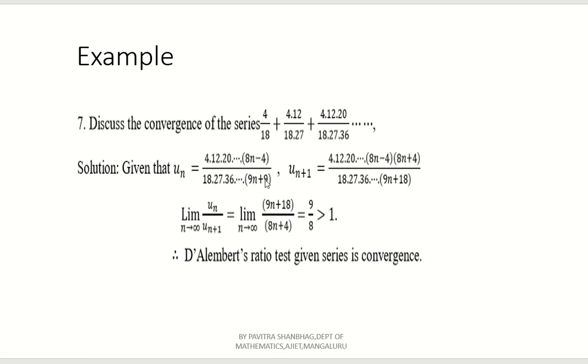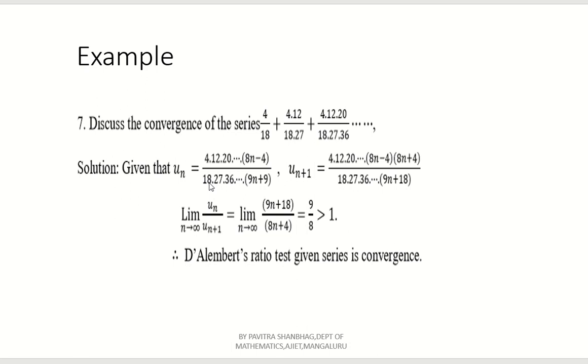9n plus 9. Similarly, if you want to continue with the n plus 1th term, just replace n by n plus 1 in the whole series. Now we can continue like this: 4, 12, 20, next 8n minus 4. Next term is what? n replaced by n plus 1. So 8n plus 8 minus 4, that is 8n plus 4, right?